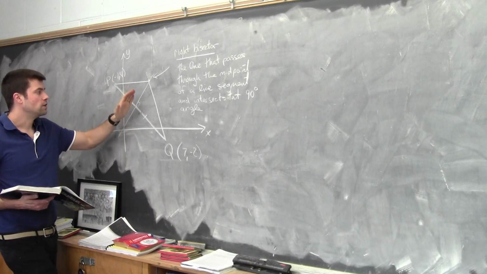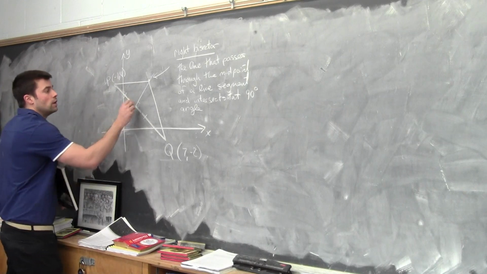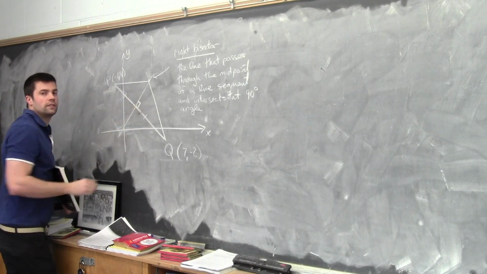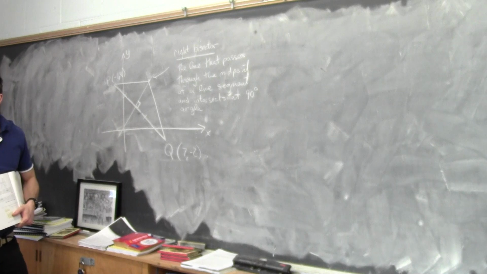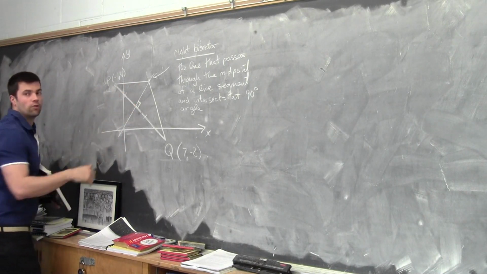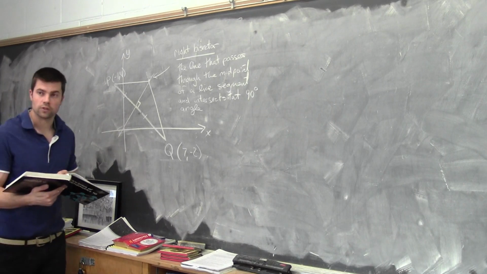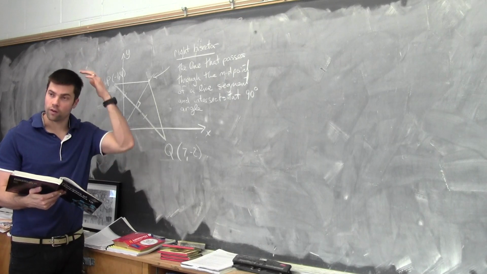A right bisector divides a line into two equal line segments, but it also has a 90-degree angle with the line that it's dividing. Okay, does that make sense? So it's cutting that line right in half at a 90-degree angle. Okay, it's important that you understand the definition of this. You're going to see this quite often.